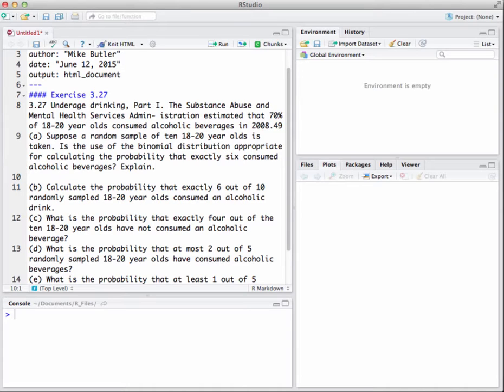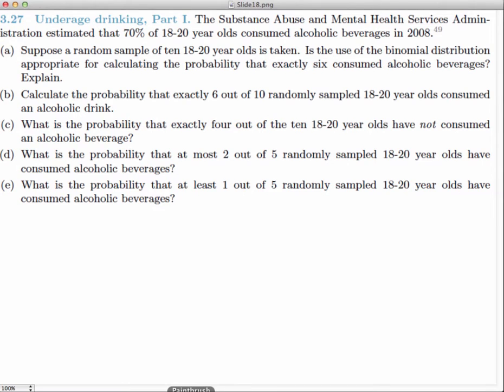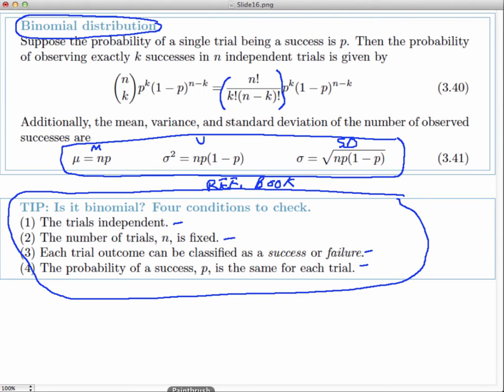Okay. All right, so let's go back for a minute here, back to our slide, and then let's go ahead and back up 1 or 2, or back here to our tips. So we have to decide, is it binomial or not? Well, are the trials independent? Are the number of trials fixed? And each trial is classified as a success or failure? And does the probability remain the same for each trial? Okay, so let's see if we can answer each of those.